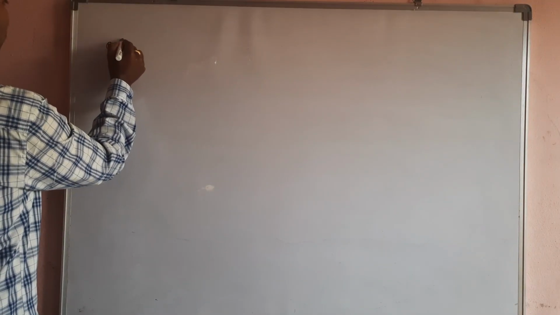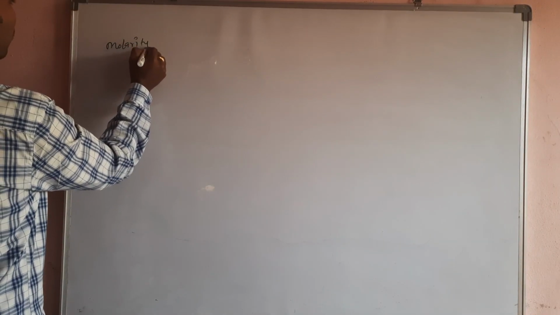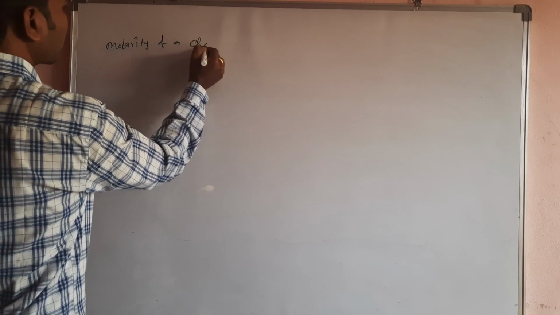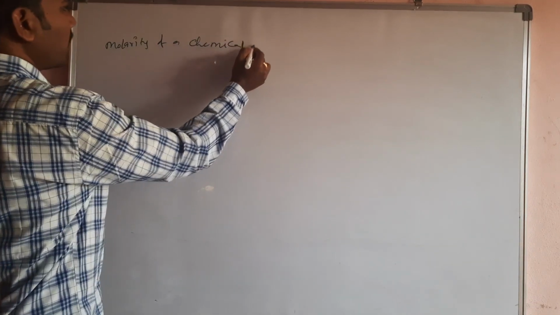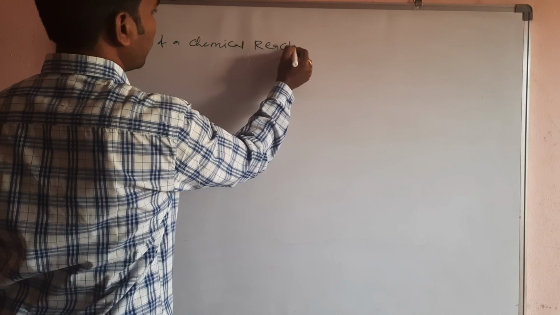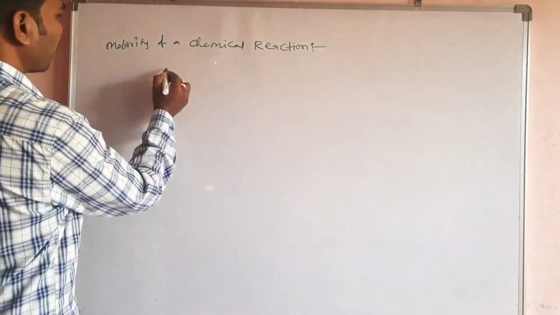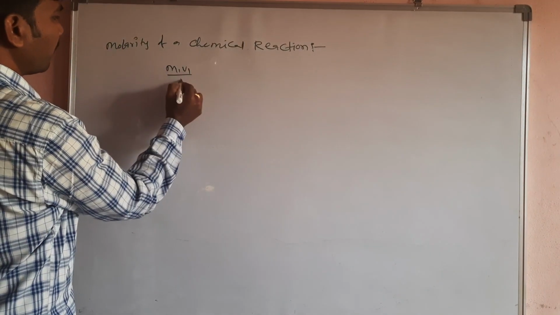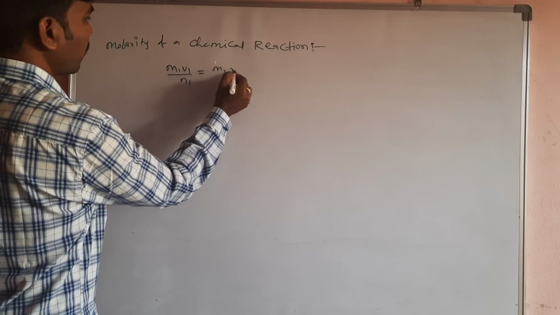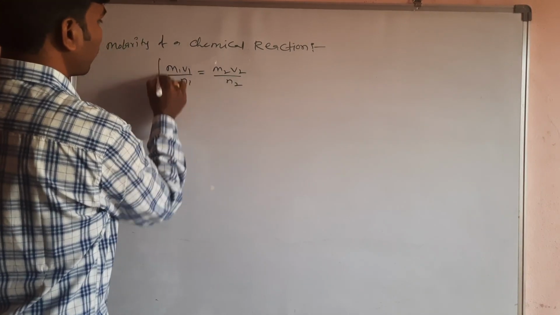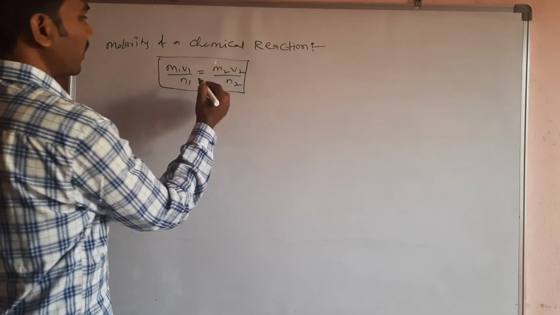Molarity of a chemical reaction. How can we calculate the molarity in a chemical reaction? We can calculate it like this: M1V1 by N1 is equal to M2V2 by N2.